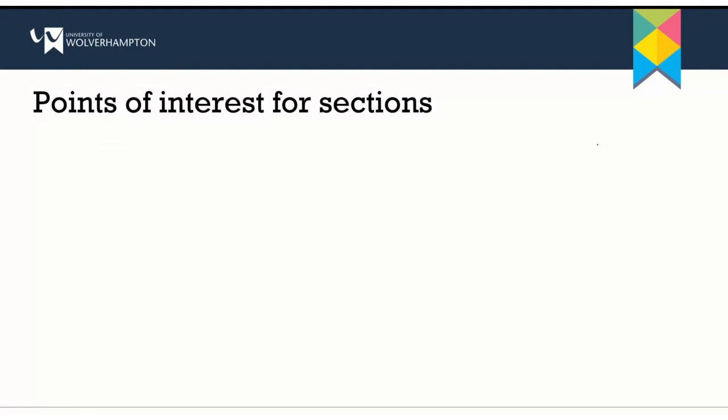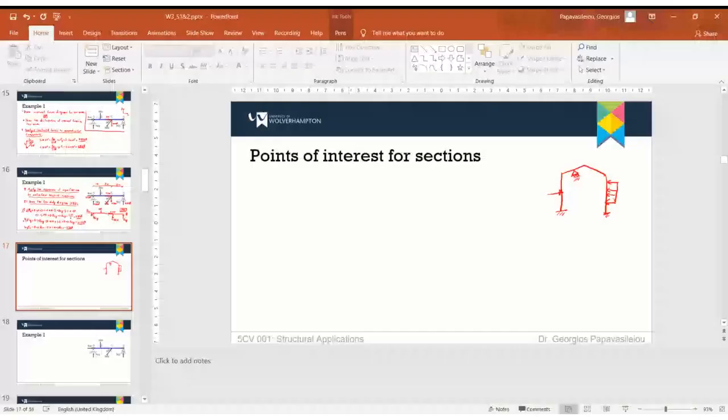Let me draw an example over here, an arbitrary structure. For example, I can just draw a portal frame as before. Also, perhaps I could draw an additional support over here, a roller. And let me draw some loads on the structure. Now, here, the points of interest will be, actually, let me type them. My handwriting is not that good anyway.